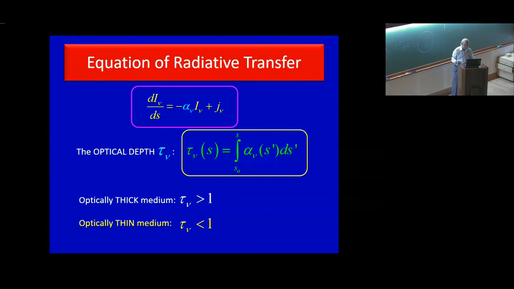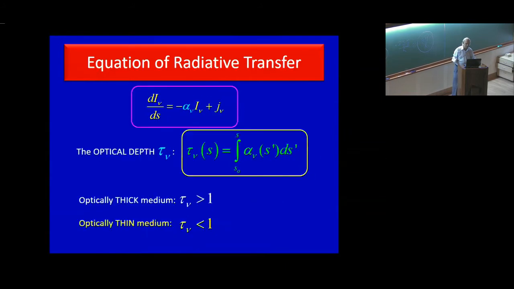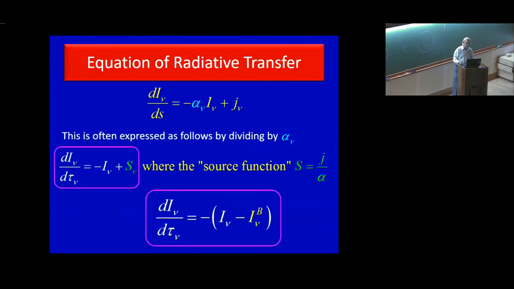Now, I hope you had enough time to write down that equation, and I have rewritten that equation on the top for your convenience in case you missed it. Now, it is very often written in a slightly different form by dividing the left-hand side and the right-hand side by the absorption coefficient alpha nu. If I divide by alpha nu, I will have on the left-hand side the denominator alpha nu into ds, which is the optical depth d tau.